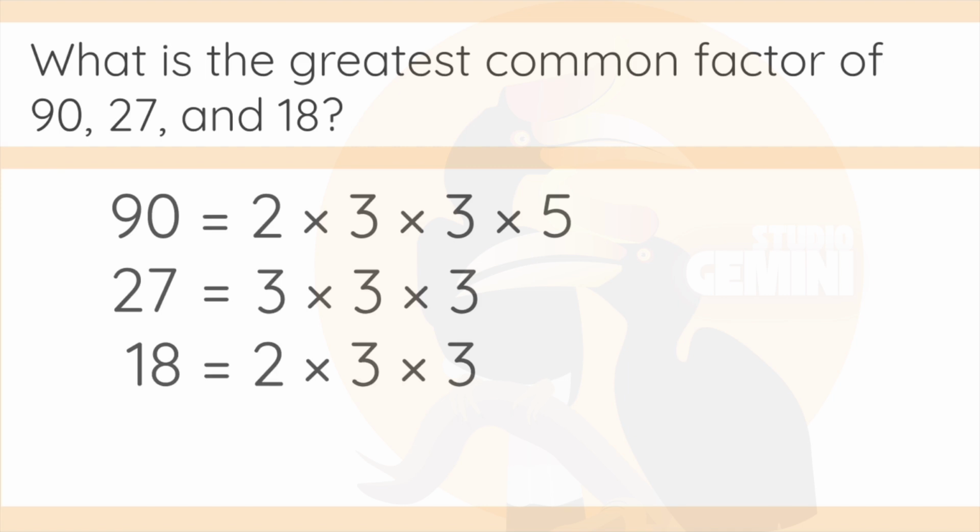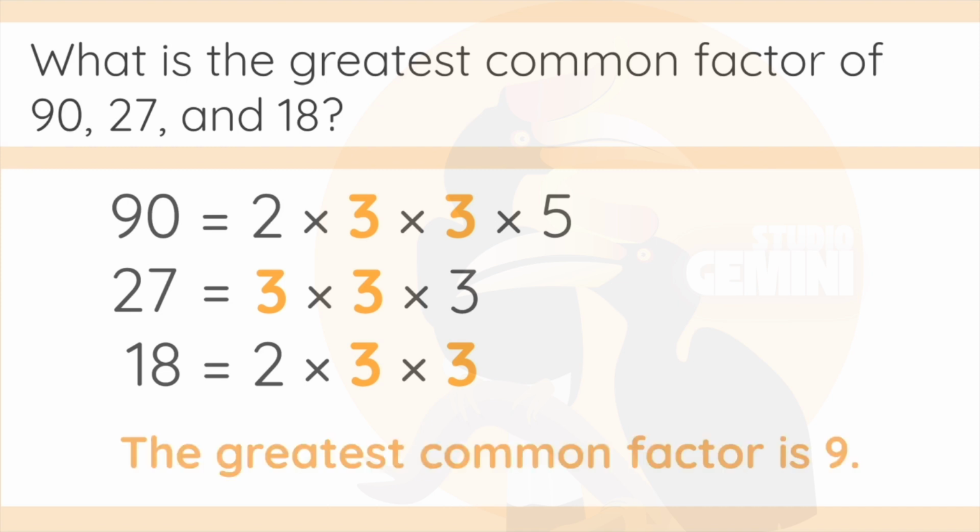Next, we need to find the common factors shared by all of the numbers. Although 2 is a common factor of 90 and 18, it is not a factor of 27. Let's look at 3's next. 90 has 2 3's among its factors, 27 has 3 3's, and 18 has 2 3's. That means all of the numbers have 2 factors of 3 in common. There are no other factors in common, so the greatest common factor is 3 times 3, or 9.